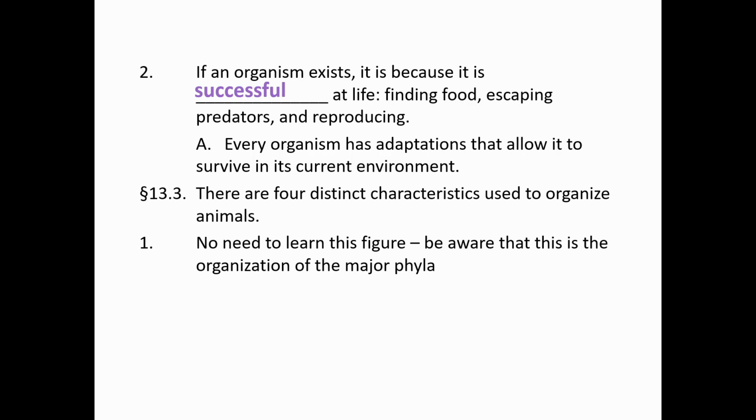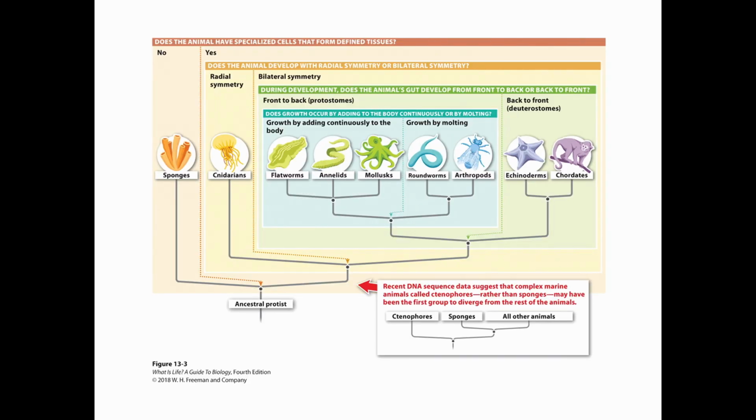So if an organism exists, it's because it's been successful at life. Things like finding food, getting away from predators, and reproducing. And every organism has adaptations that will allow it to survive under its current conditions. The four distinct characteristics are going to be used to organize animals, but again, it's not necessarily saying this is a higher or lower level. Now, we're going to be looking at the major phyla. You're not going to have to memorize this figure, but there are some key things I'll point out. And the things I point out are the things that you should commit to memory and write down.